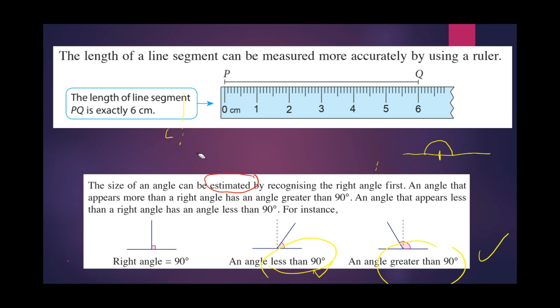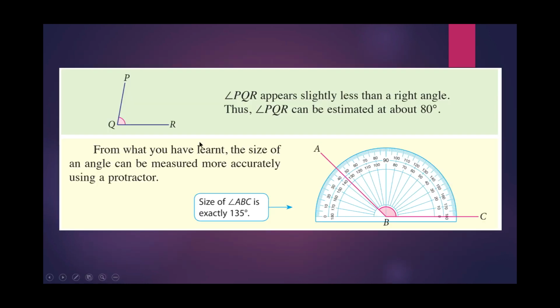Okay, this is the one. Try the angle PQR. This is PQR, so it is labeled over here. Appears slightly less than a right angle. Thus, angle PQR can be estimated at about 80 degree. Means less than a right angle because a right angle is 90 degree. Okay, so it is less than that.